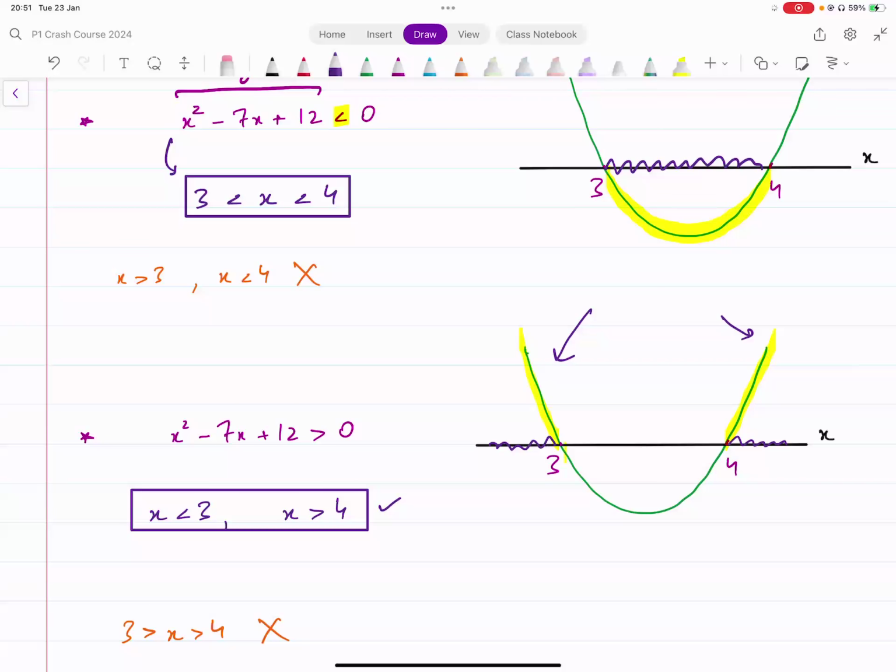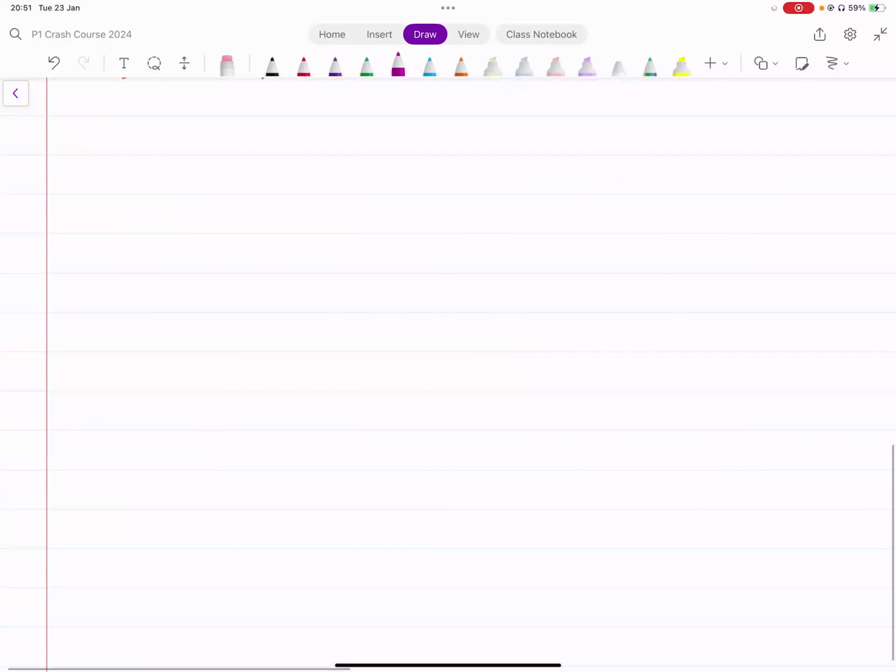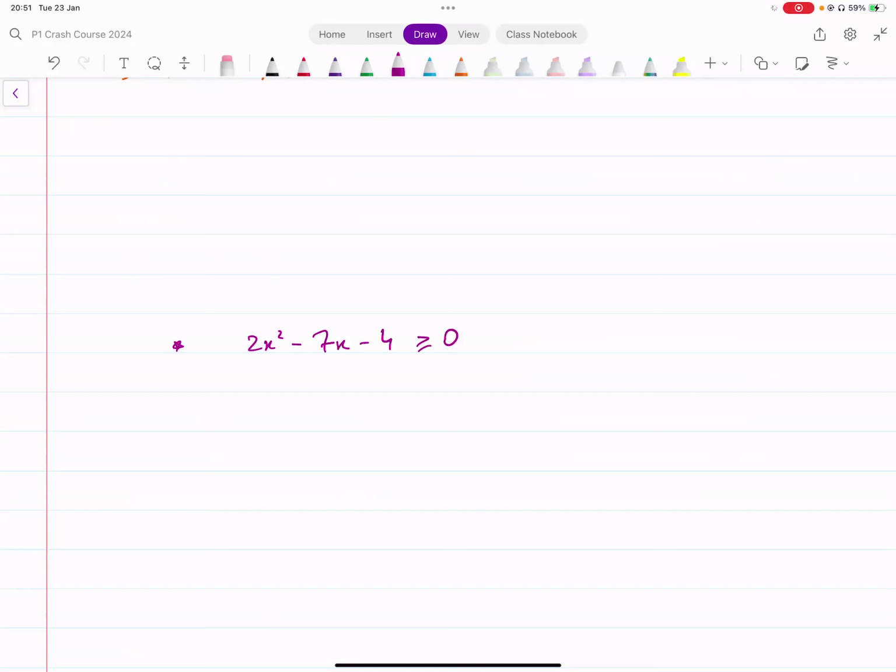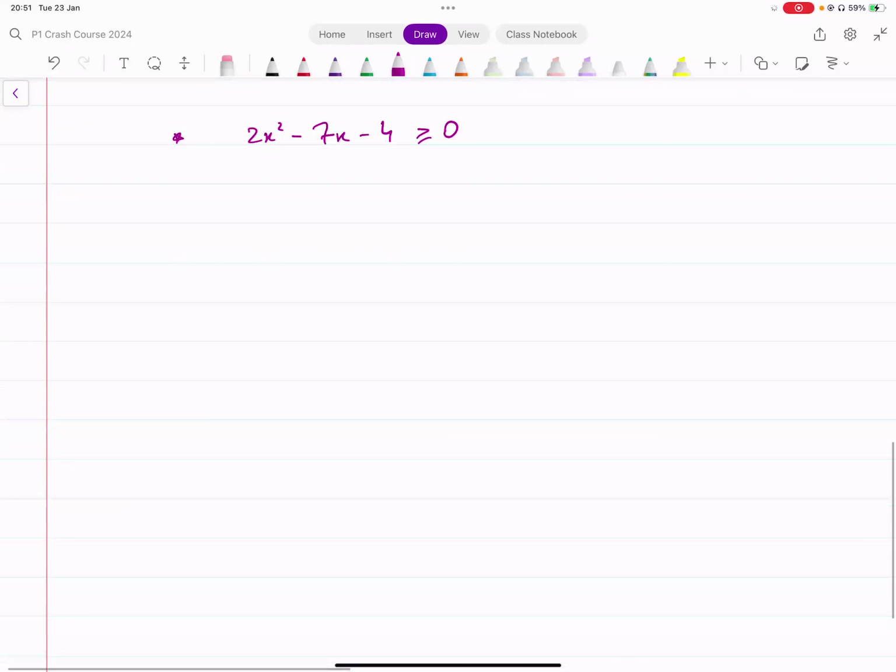Now, let's go through a formal process of solving quadratic inequalities. Let's take another example now and understand how we're actually going to go about this whole process. So let me write down an inequality. Let's say we have something like this: 2x squared minus 7x minus 4 that's greater than or equal to 0. Let's say we wanted to solve this inequality.